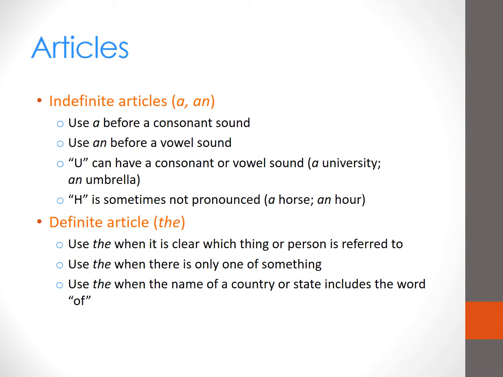Articles are another important word class in English. We have the indefinite articles "a" and "an," and the definite article "the." Use "a" before a consonant sound. Use "an" before a vowel sound. Remember that the U can have a consonant or vowel sound, such as a university, an umbrella. And remember, H is sometimes not pronounced, so we would write a horse or an hour.